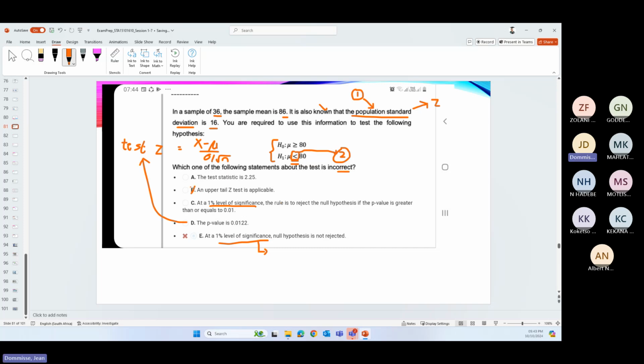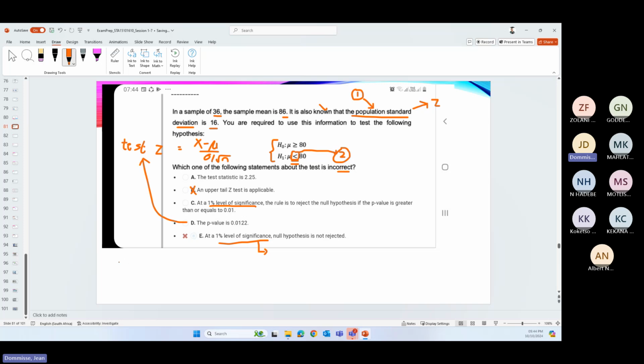So that one is actually the incorrect one, which makes this question much shorter than you now need to work out everything. We are going to work out everything, but in the exam, rather read through the options so that you don't need to work out everything. Because working out the T-stat is not difficult, but it takes time.